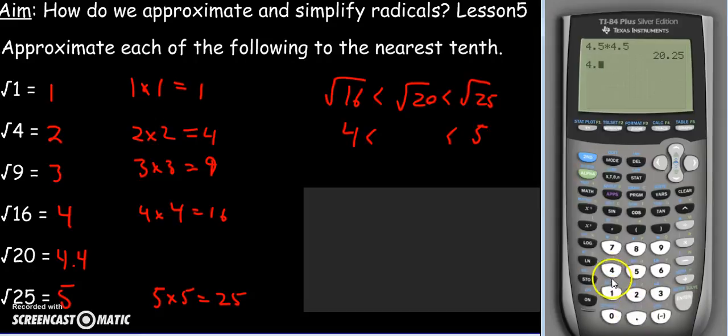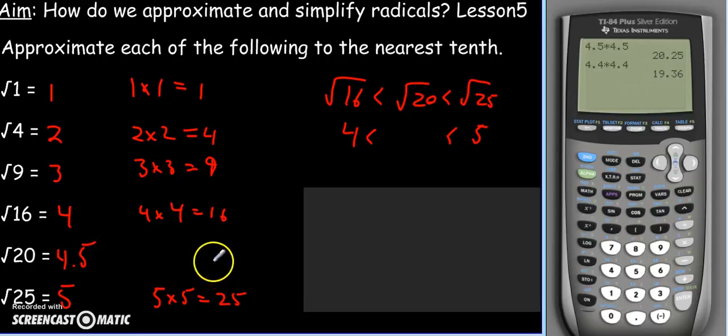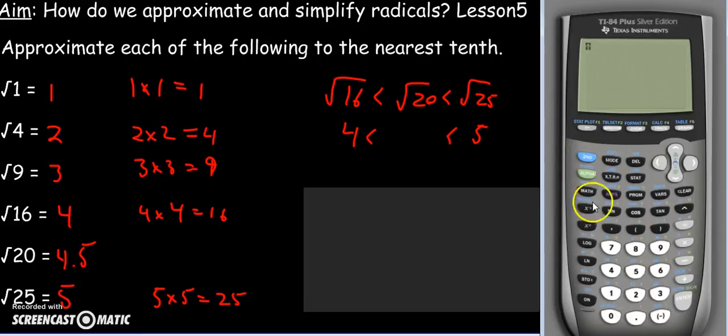Let me do 4.4 again. I want to keep them on the screen at the same time to compare. Which of these is closer? I suppose 4.5 is closer, so a better approximation would be about 4.5 in this particular case. That's obviously not the exact value, because as we can see, neither of those is equal to 20. I mean, we can get closer. It should be a little bit smaller than this, maybe 4.48 times 4.48. That's closer.